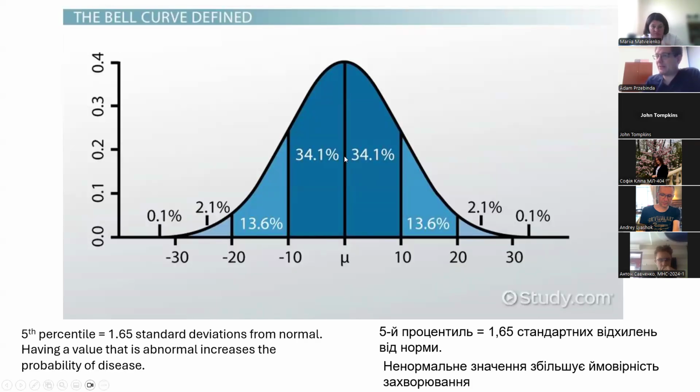This is just a representation of the bell curve and the normal distribution. By convention, we have said that less than 5% of the population, either too low or too high, is abnormal. In mathematical parlance, that is about 1.65 standard deviations. So 1.65 standard deviations this way or this way is going to be considered abnormal.